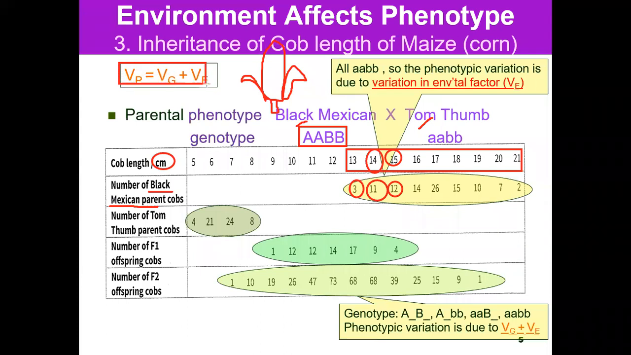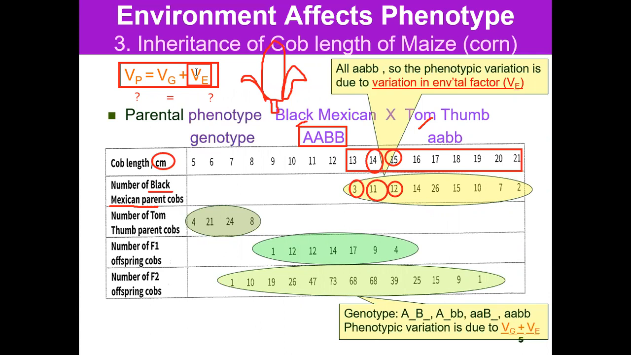VP equals VG plus VE. If VG is the same, how come VP is different? That means VE is different. So if this is the same, if all of them are the same, how come this one is different? Then it's because of this one that's different.